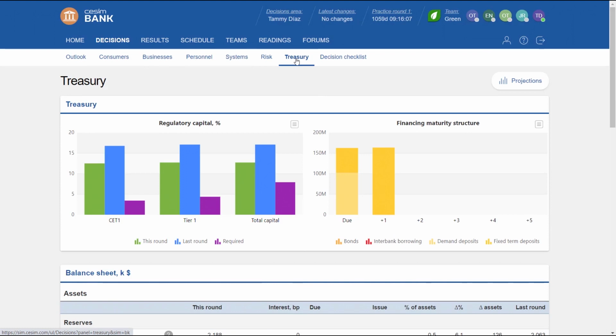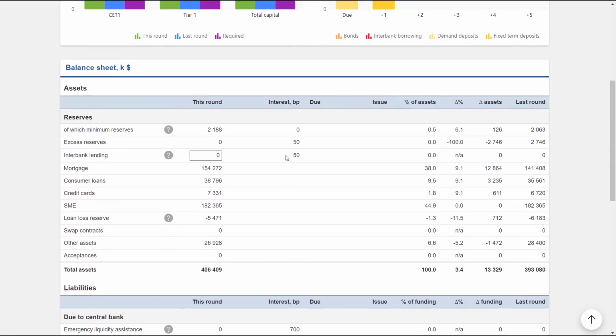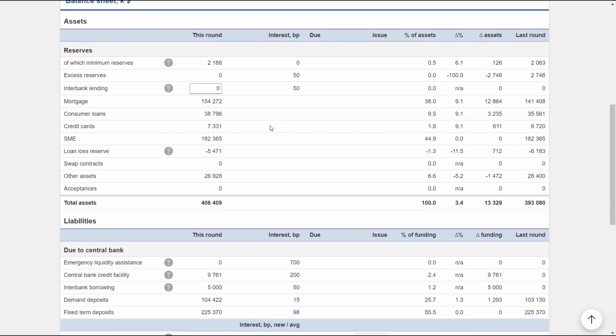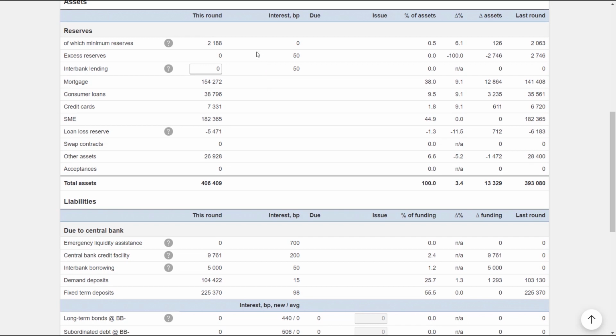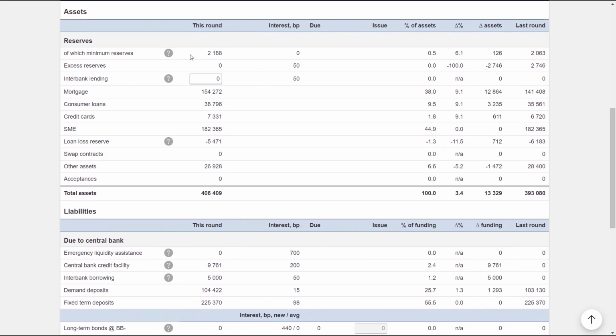Finally, we have the Treasury page, and on the Treasury page we manage our bank's balance sheet. And the principal idea with the balance sheet is that if we have excess liquidity, then those will be deposited in the central bank, and then the central bank will pay us certain interest for those deposits. We can also decide to put the excess liquidity into the interbank market. Here you can always see how much interest you get for those investments of the extra liquidity.